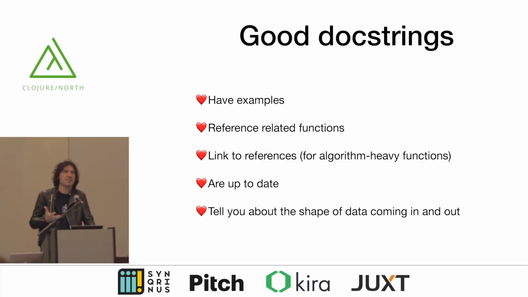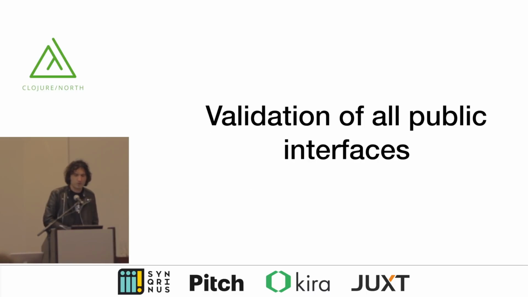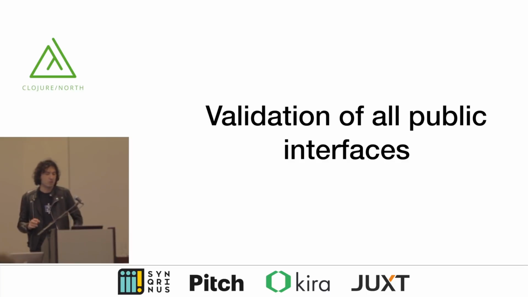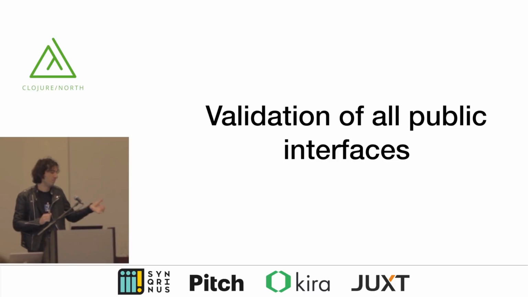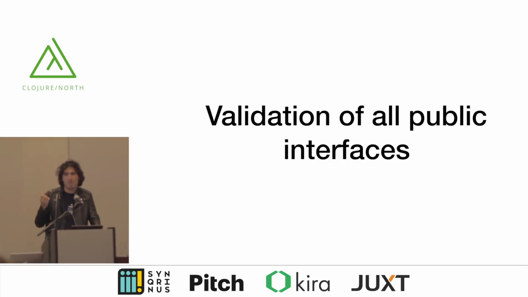And the last thing, which is somewhat working around one of the, in some contexts, inefficiencies of Clojure: tell about the shape of data coming in and out if you have more complex data structures. This is useful in terms of how to use it and what the expectations are of the things being spit out. On this topic, validation of all public interfaces, like all the public vars in a namespace, makes very much sense in a large project.